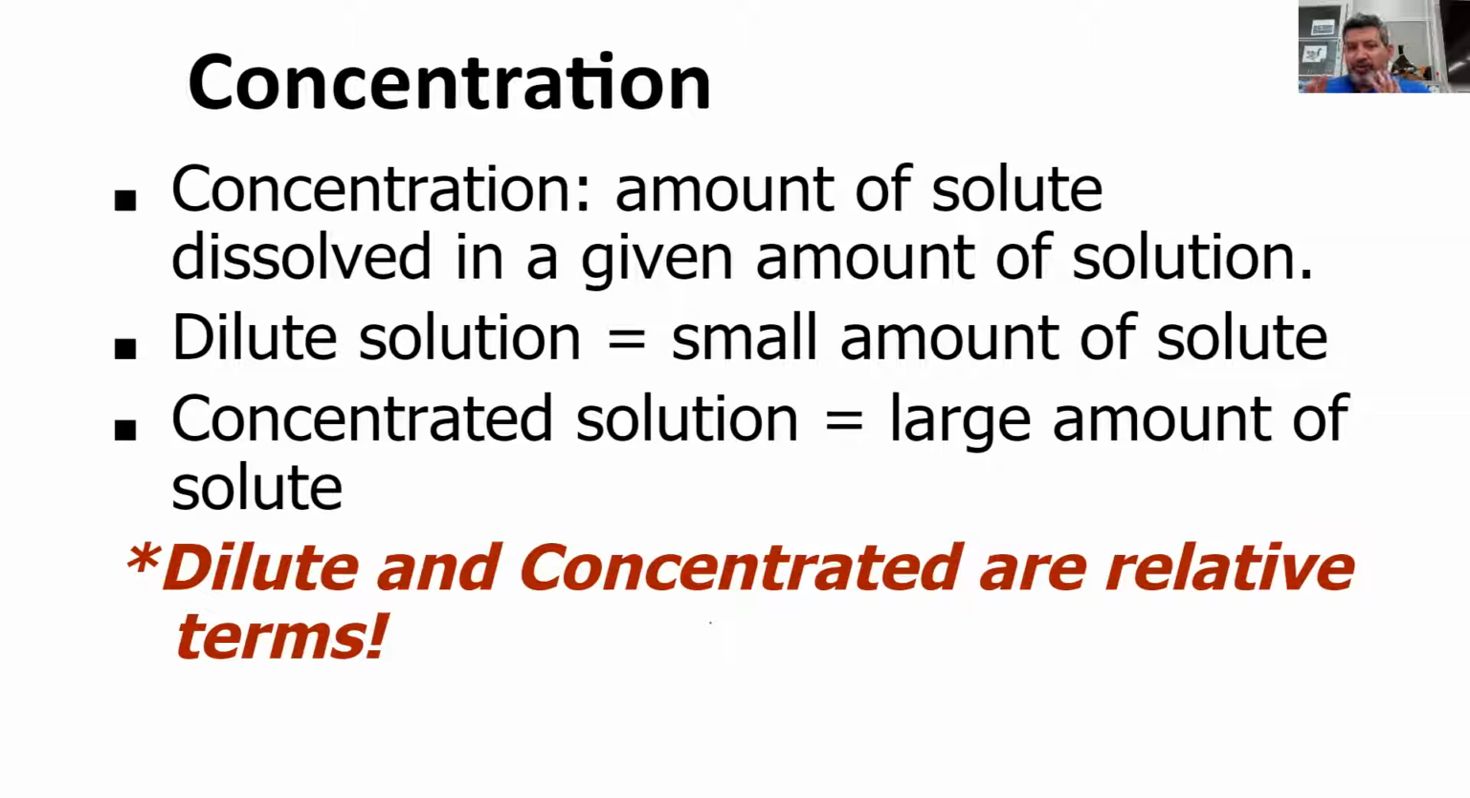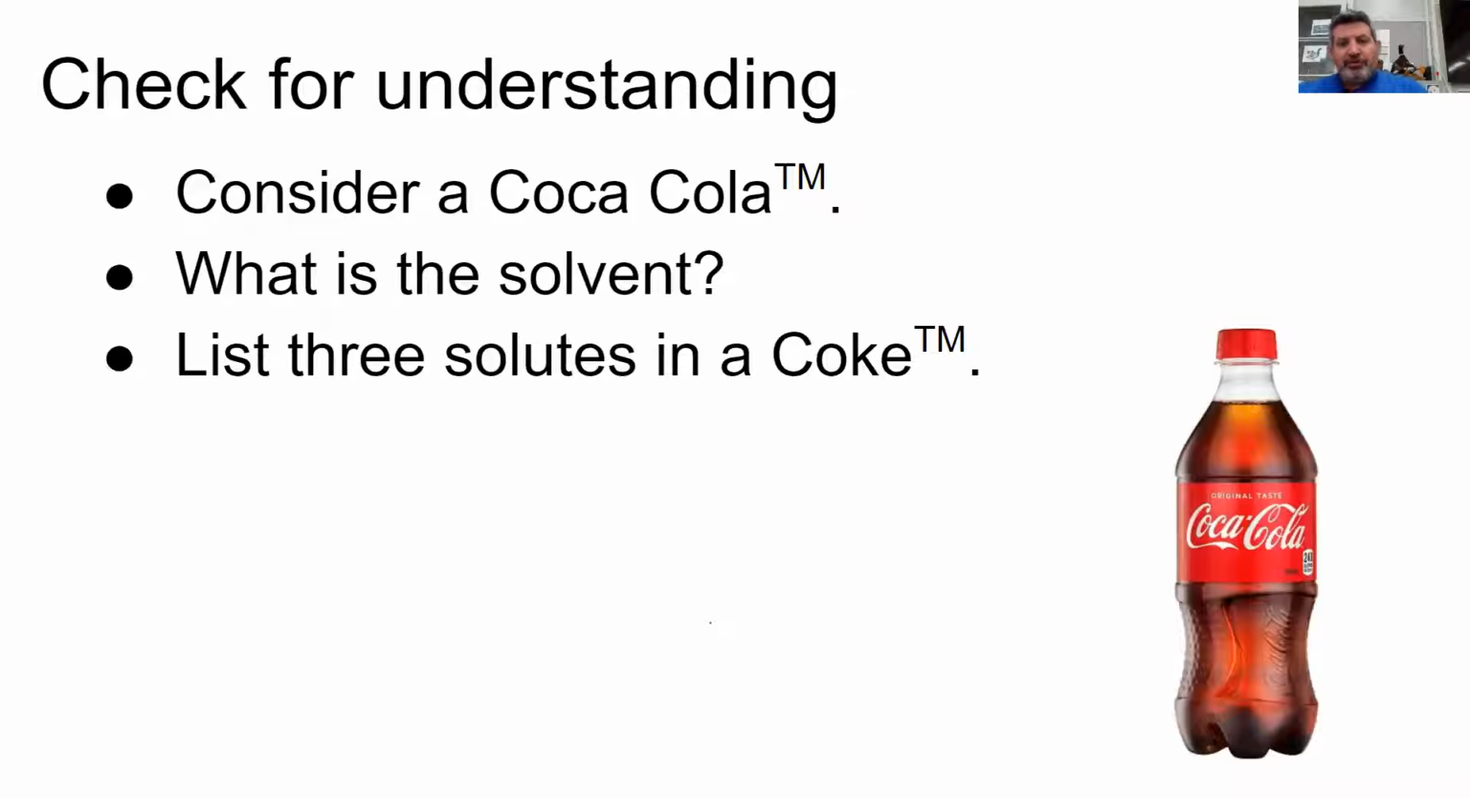So we've got to come up with a way to put numbers to it so that we're all speaking the same language. And numbers usually get us all speaking the same language. Before we do that, what I want you guys to do is pause the video and try to answer these questions. The first thing it says is consider a Coca-Cola. So we've got the Coca-Cola soda here. First question is, what is the solvent? Okay, what's doing the dissolving in the Coke?